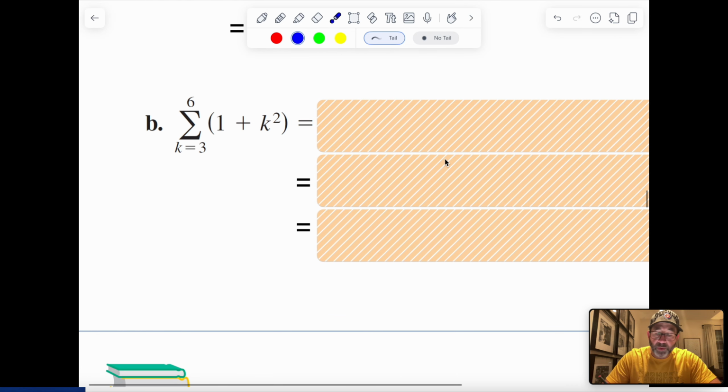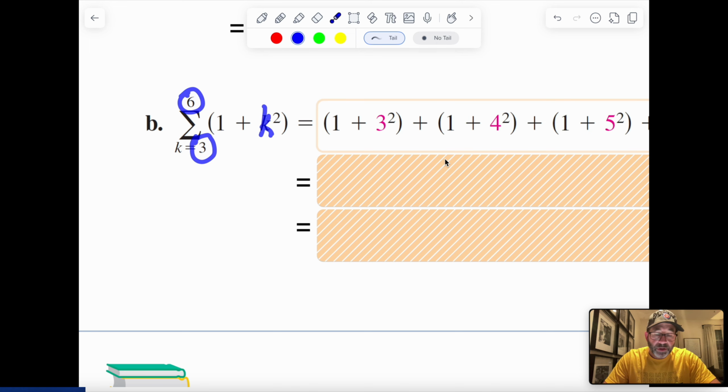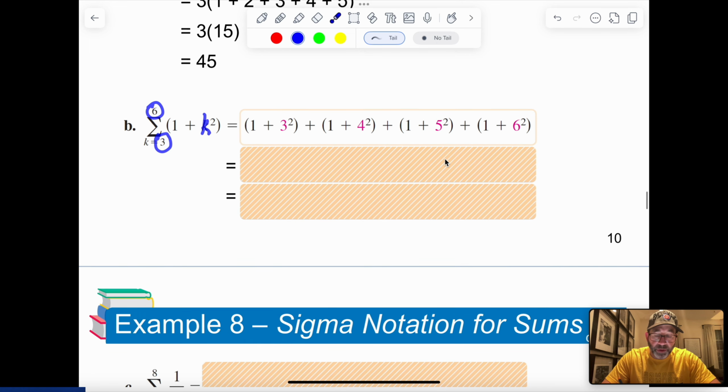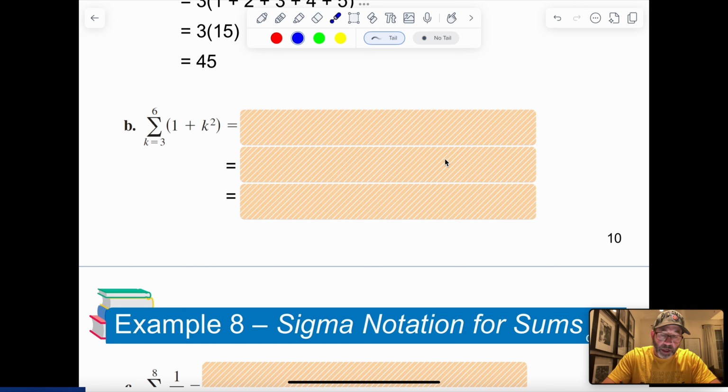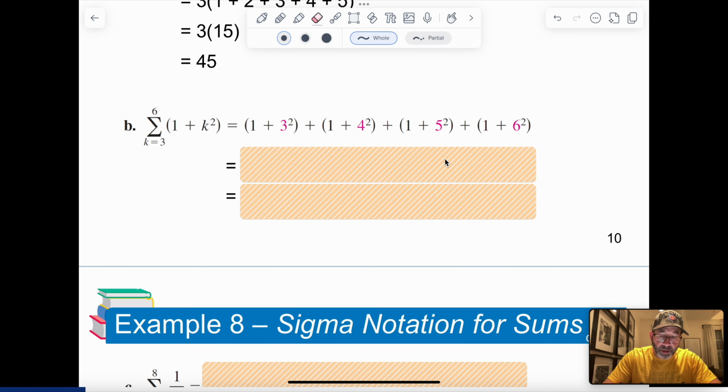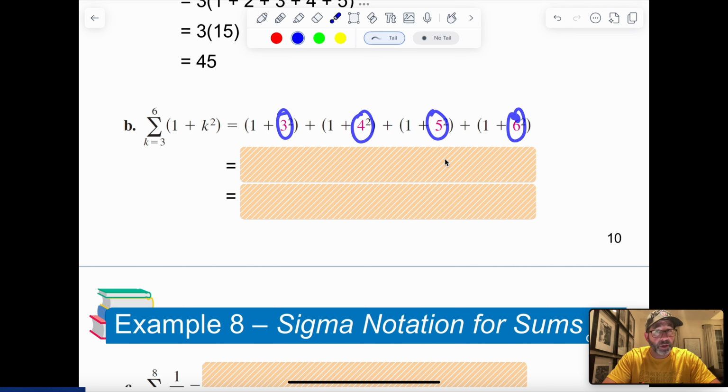Take a look at letter B. So again, in this case, what we're going to do is start with the number 3 to be put in for our k, and we're going to end with the number 6 to be put in for the letter k. So if I start with 3, we're going to go 3, 4, 5, 6 for the values that we're going to be putting into our series.